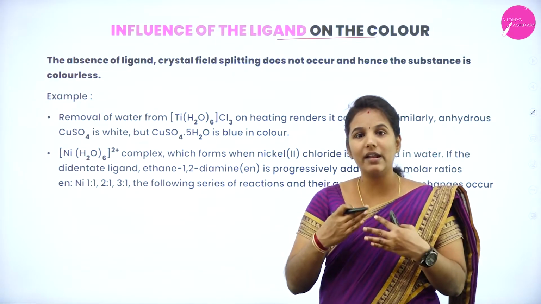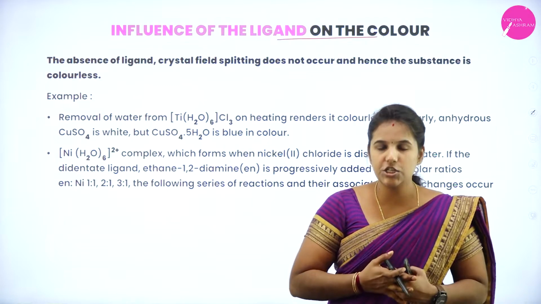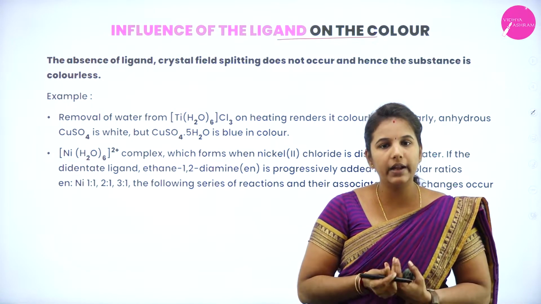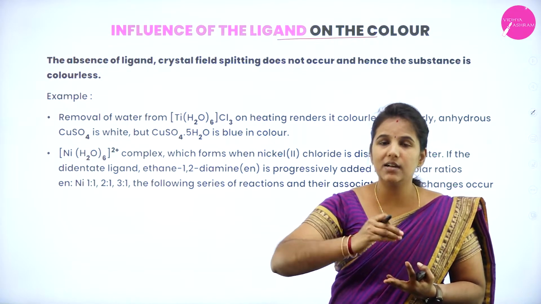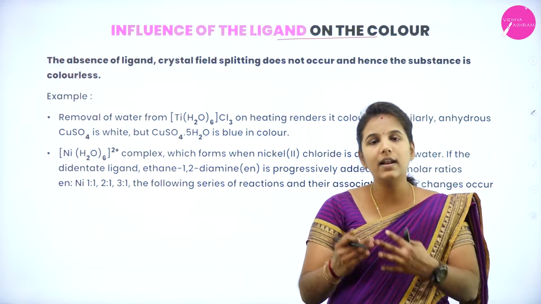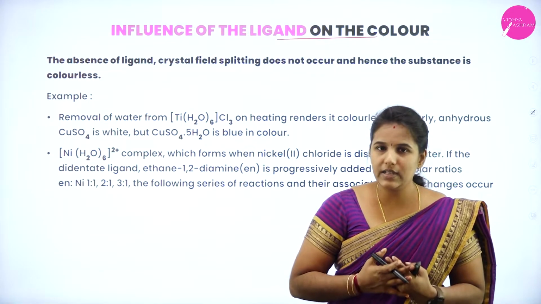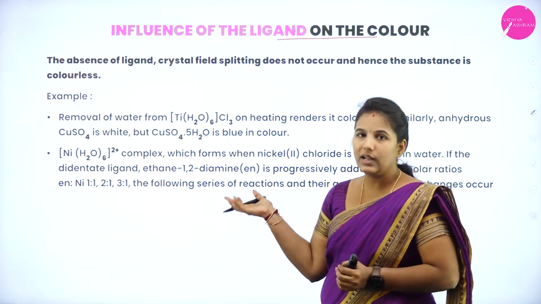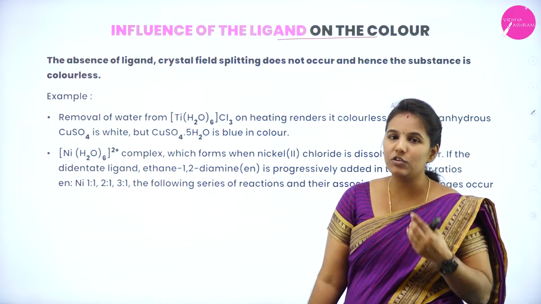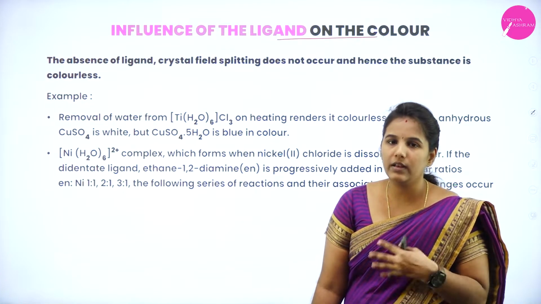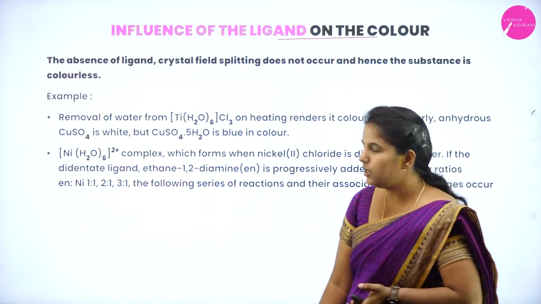Next, we will understand the influence of the ligand on the color. By understanding the color nature of the coordination compound, we also observe that when you replace the ligands, the color of the coordination compound will become different. So, now let us take an example so that you will understand how the ligand plays an important role in giving a color to the coordination compound.